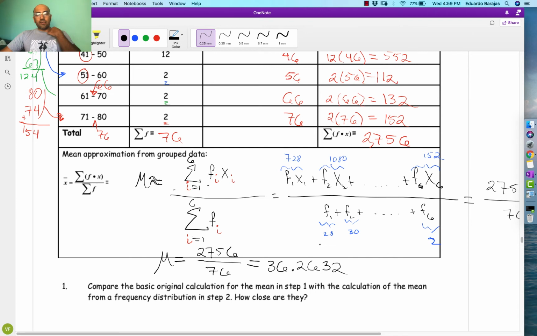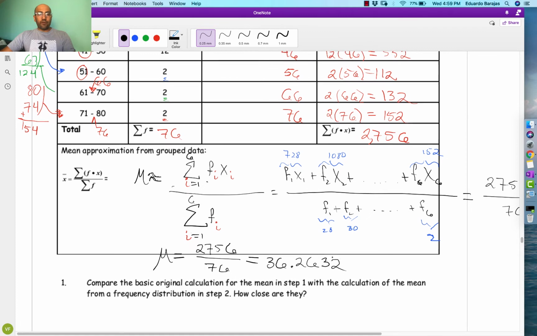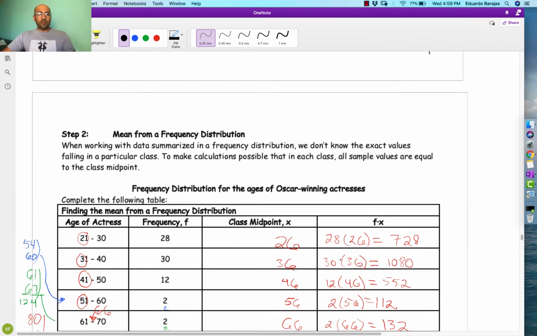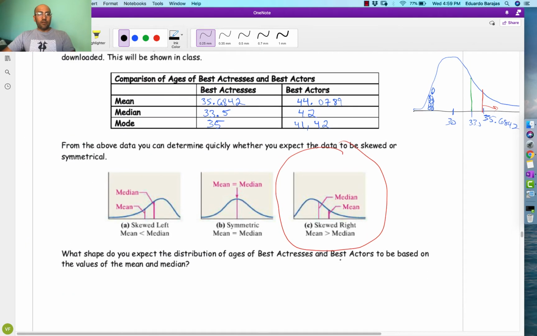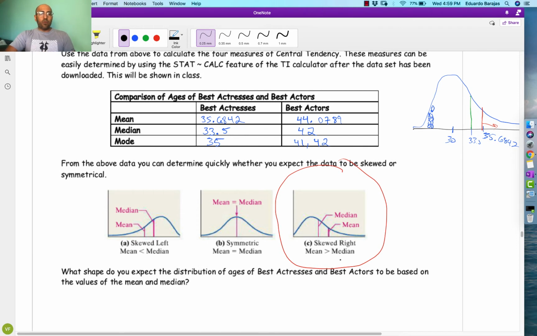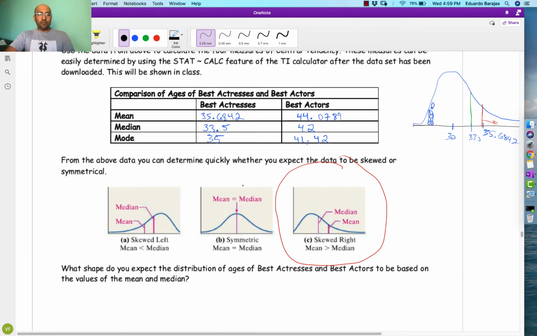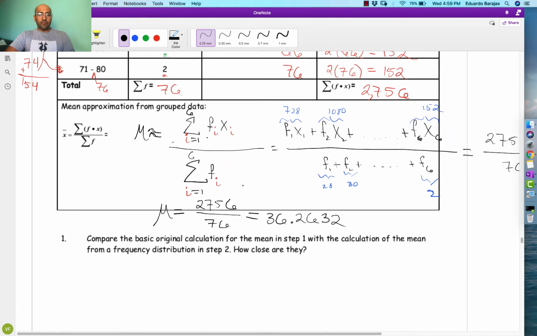Let's compare the original calculation for the mean in step 1 with the calculation of the mean from the frequency distribution in step 2. How close are they? We saw from before, when we used our calculator to find the exact answer for the women, the mean was 35.6842.